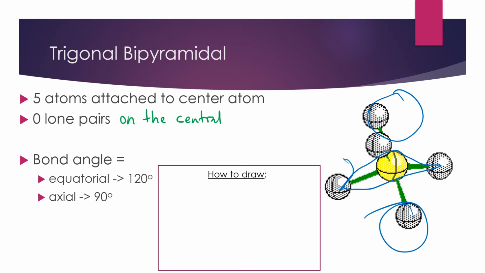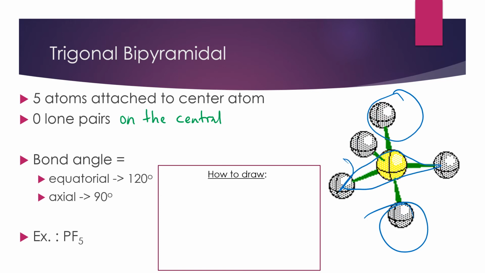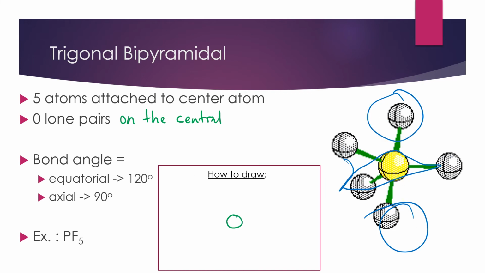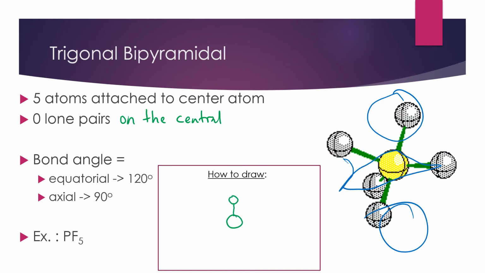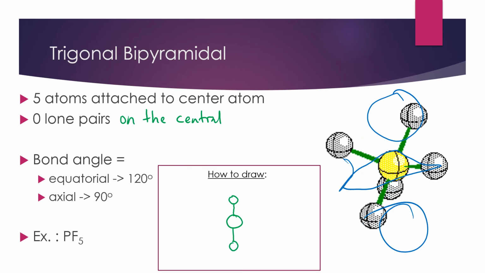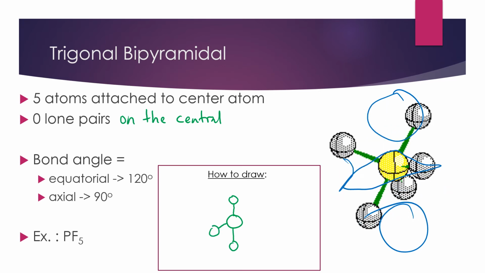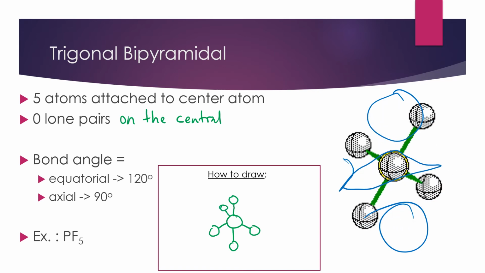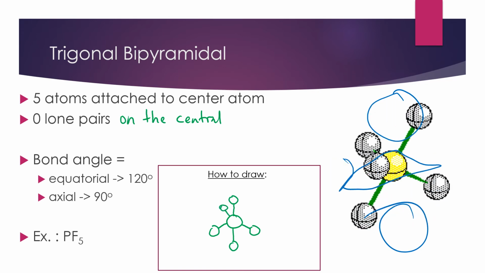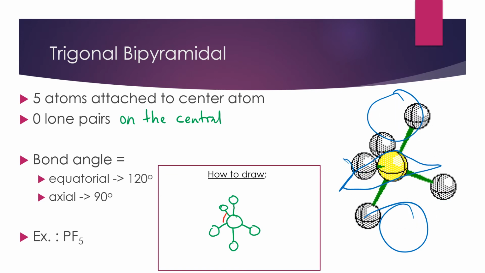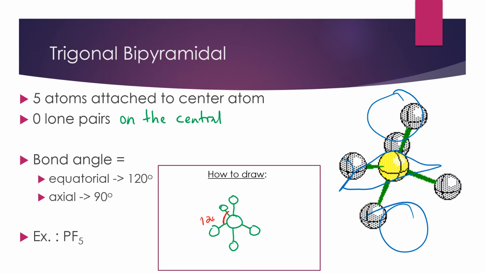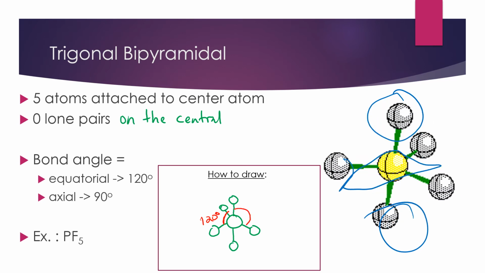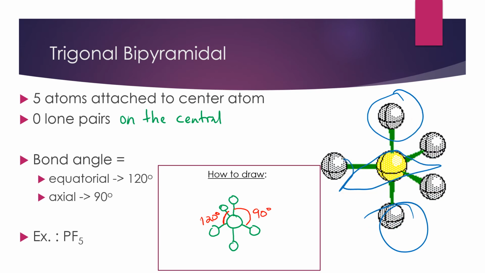Our example would be phosphorus pentafluoride. So how do I draw the structure? Again, the central atom, a top and a bottom. And I'm going to try to draw my trigonal planar here. Okay, so now the angles time. So the angle between the trigonal would be 120, and then from the top to here would be the 90 degrees.